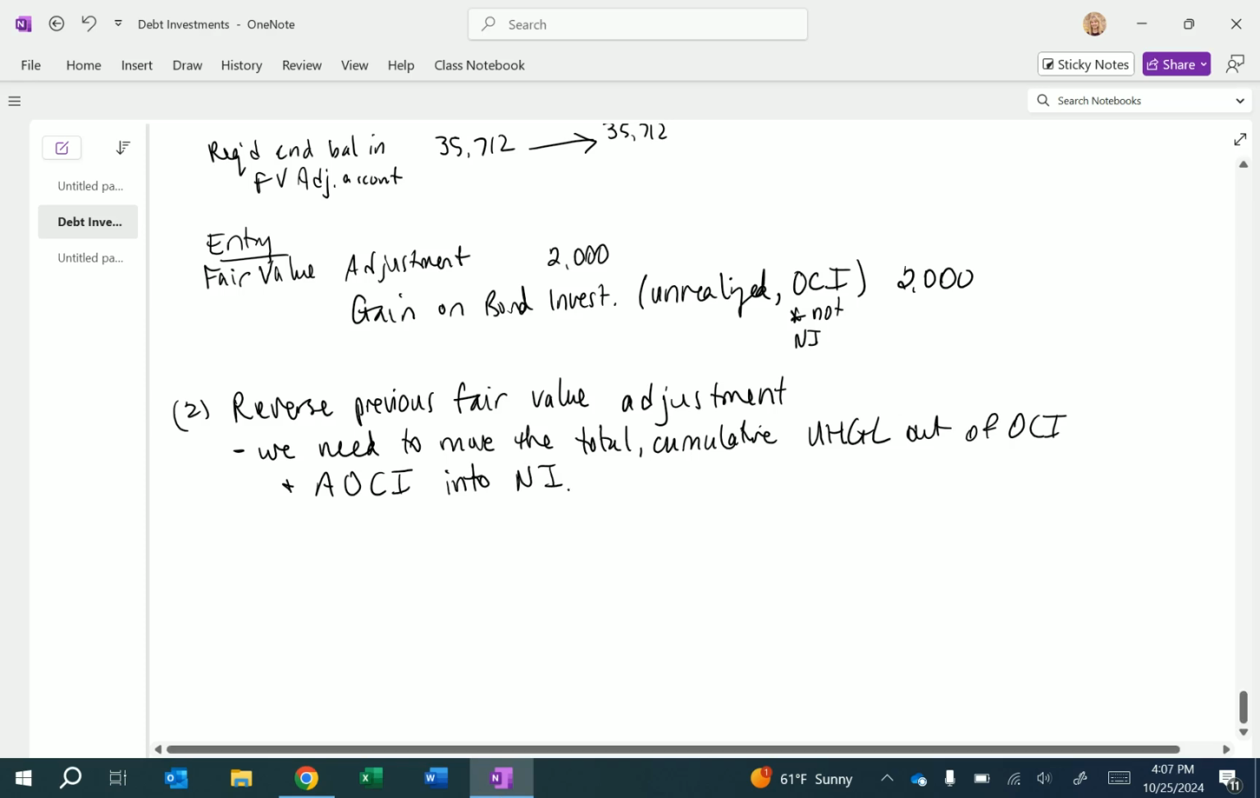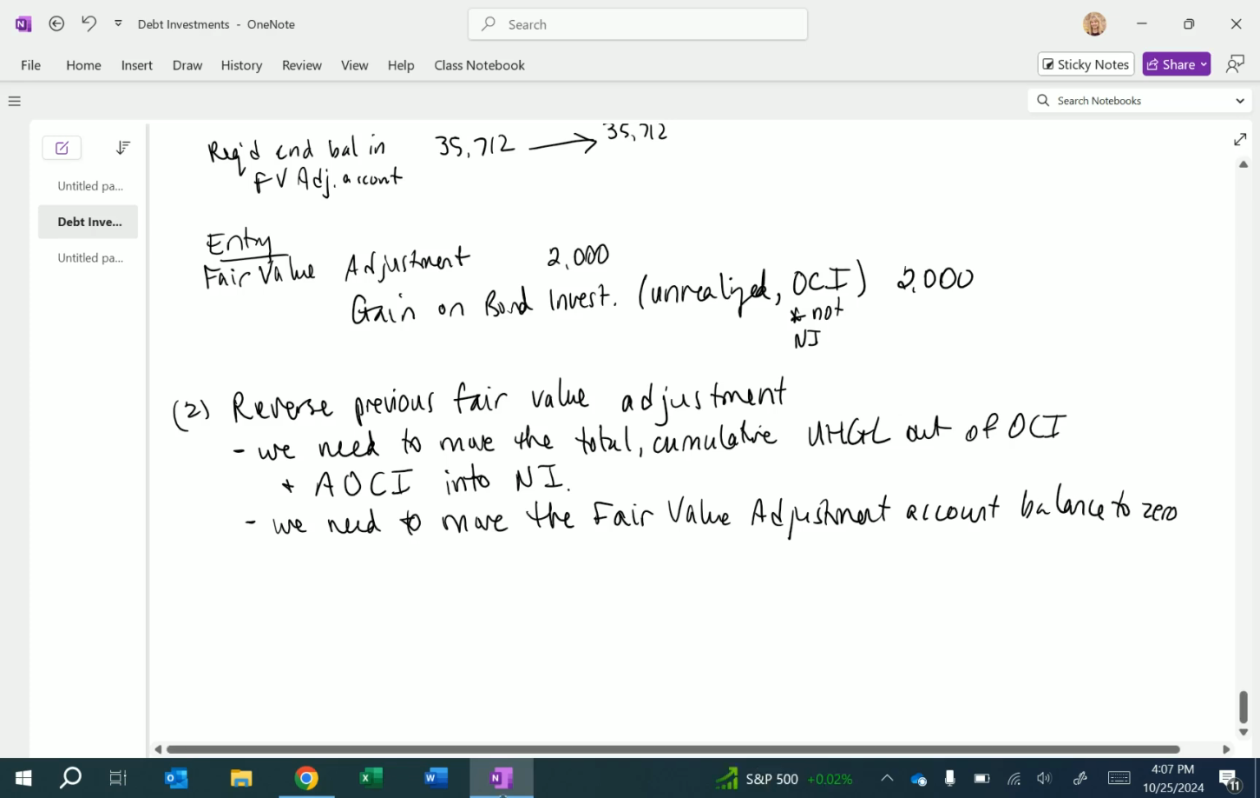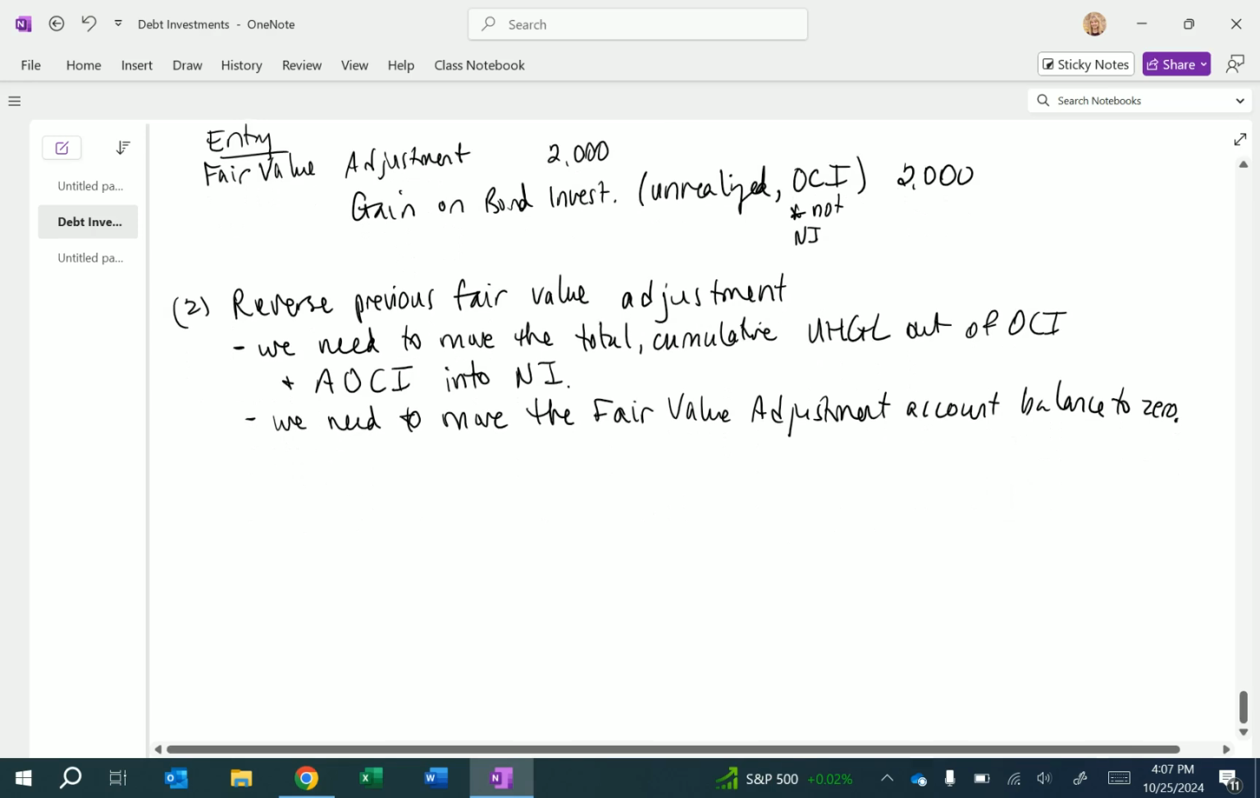So we need to move AOCI into net income, and we need to move the fair value adjustment account. So we're moving two things here, not just one. We're moving that balance to 0. And this is called a reclassification adjustment.